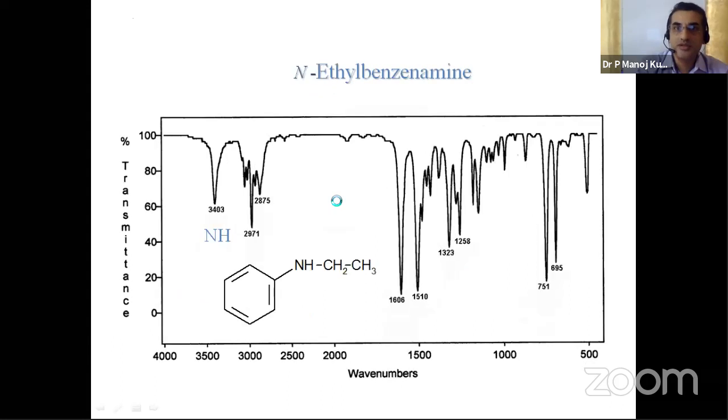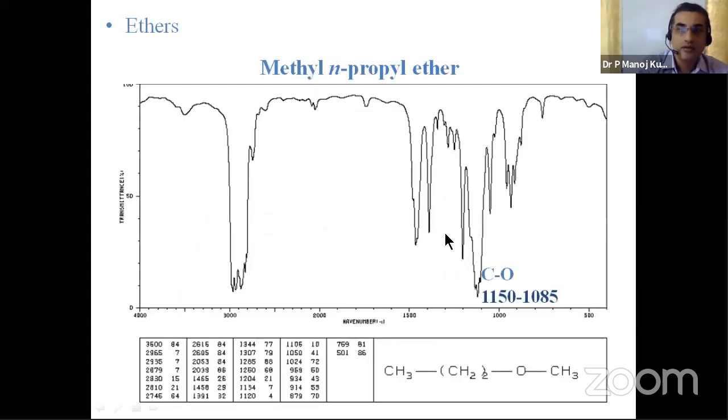And carbon-nitrogen also. Ether: where will you be getting the peaks? Carbon-oxygen. You can see here a broad peak of CO, 1085 to 1150 you will be getting. Ether carbon-oxygen stretching, 1085 to 1150. And again you can see that all these stretching vibrations happen below 3000 only. Why? Because it is an aliphatic portion.